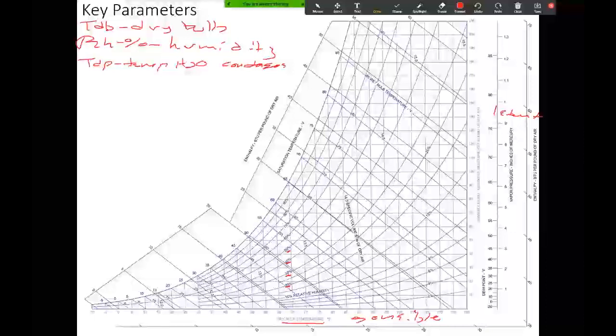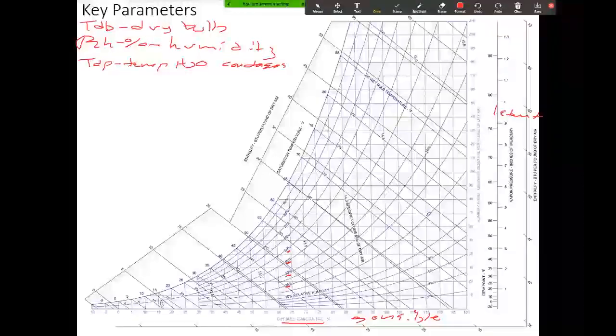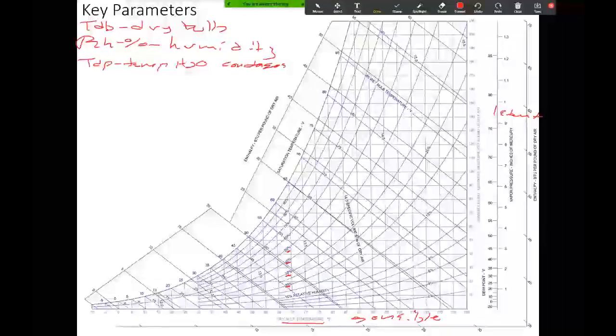And then we've got saturation temperature, which is the same thing as the dew point. When air is saturated with moisture, it can't hold any more moisture. It's going to start to condense. So saturation temperature and dew point are the same thing.